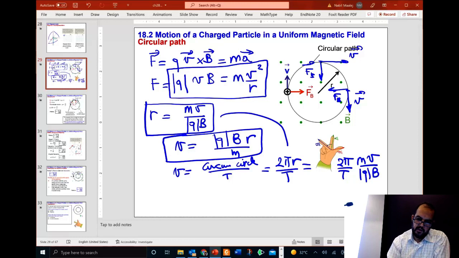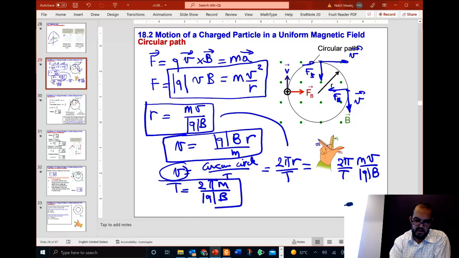What can I do here? I can solve for T. So I have v here and I have v here, they will cancel. So T is going to be 2 pi m over qB. This is another equation. This is the period. Notice the period does not depend on r.